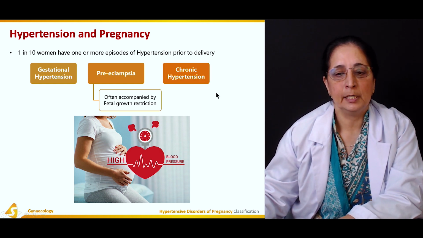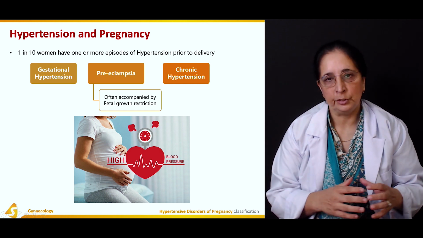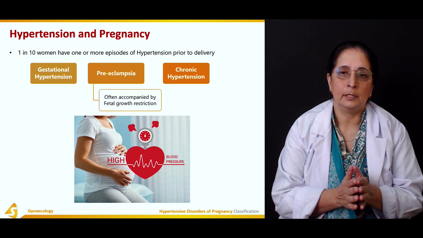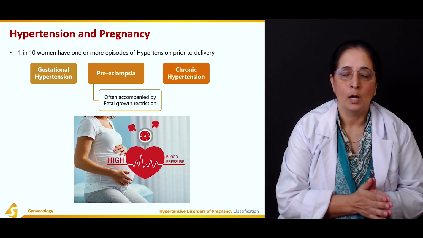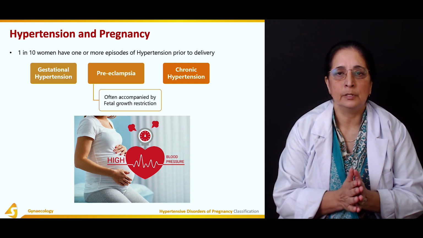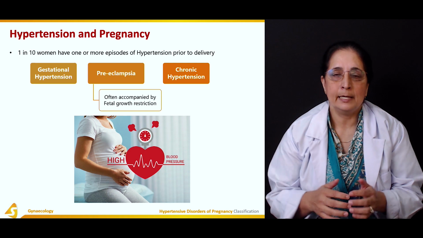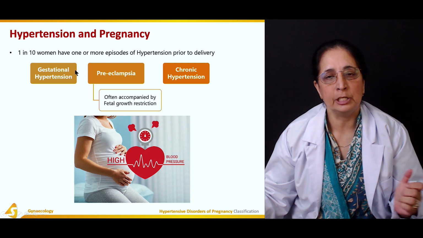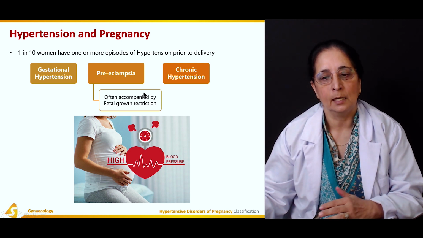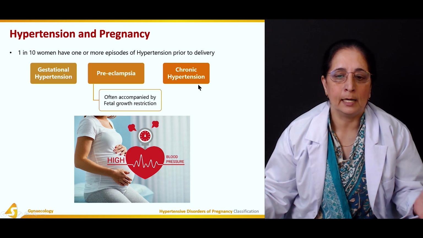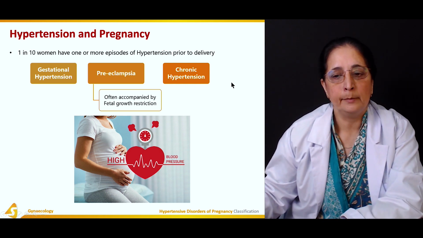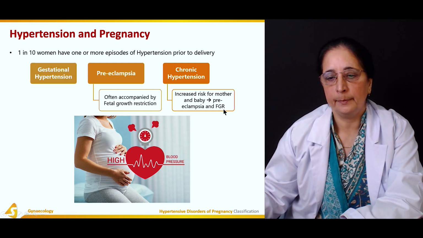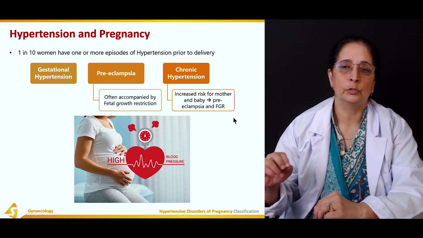Chronic hypertension is another type of hypertension, usually present for a long time. These women have high blood pressure even before they become pregnant. So it's not associated with only pregnancy. We have gestational hypertension that can lead to preeclampsia, and chronic hypertension that is already present. There is increased risk for mother and baby: preeclampsia and fetal growth restriction.